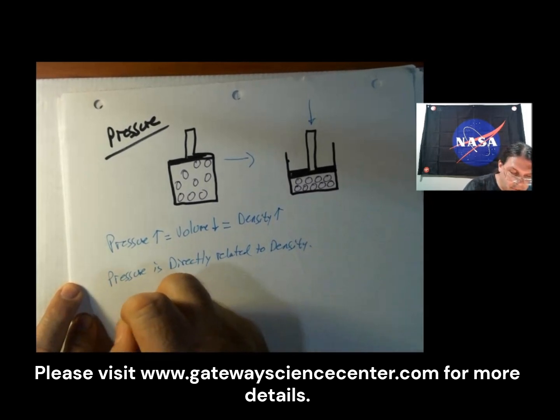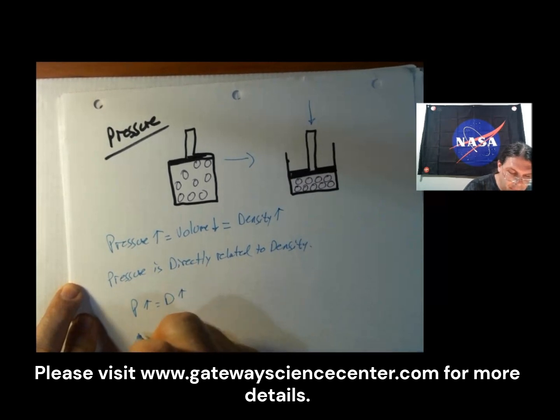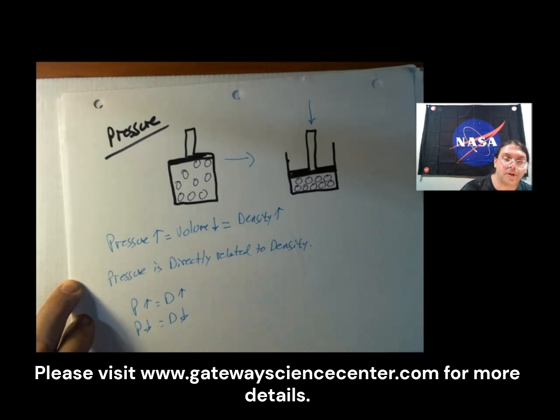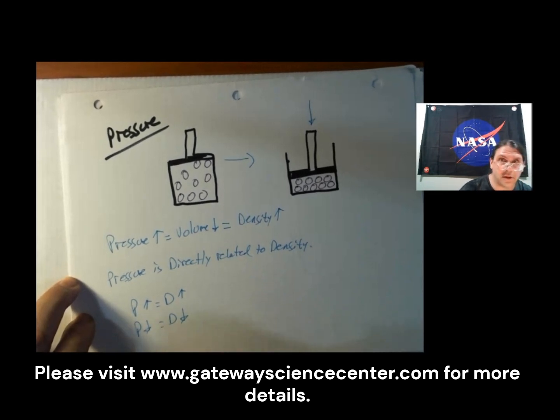Meaning when pressure goes up, density goes up. When pressure goes down, density goes down. They're directly related to one another. Temperature, indirectly related. So when temperature goes up, density goes down. When temperature goes down, density goes up. How is temperature and volume related? They're directly related. When temperature went up, the volume went up. When temperature goes down, the volume went down.